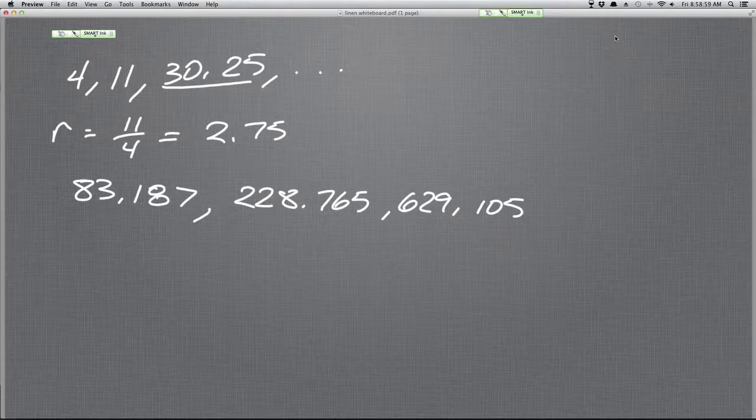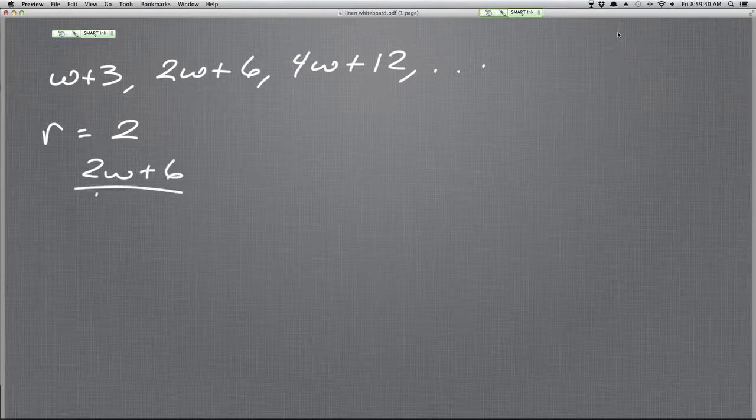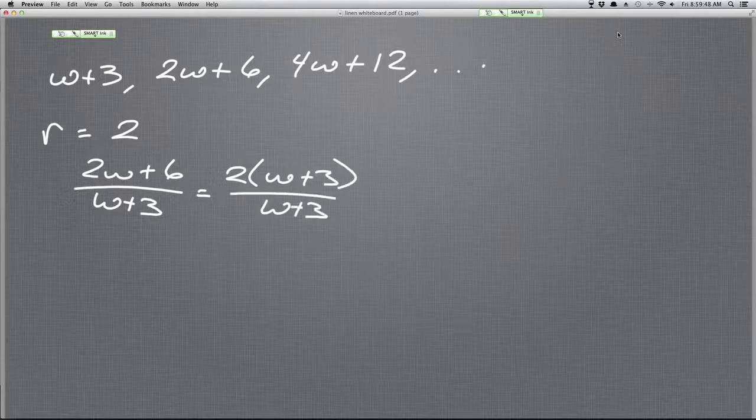Okay, I want to do one more like this that's slightly different. On this geometric sequence, I have w plus 3, 2w plus 6, 4w plus 12, and I want to find the common ratio and the next three terms. Casey's telling me the common ratio is 2. Anybody have a problem seeing that? Because if you have 2w plus 6 over w plus 3, if you take a 2 out of the top, that leaves me with w plus 3. What happens to the w plus 3s? They cancel, and we see my ratio is 2.